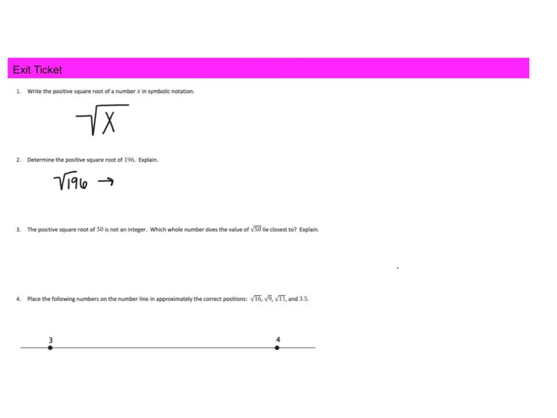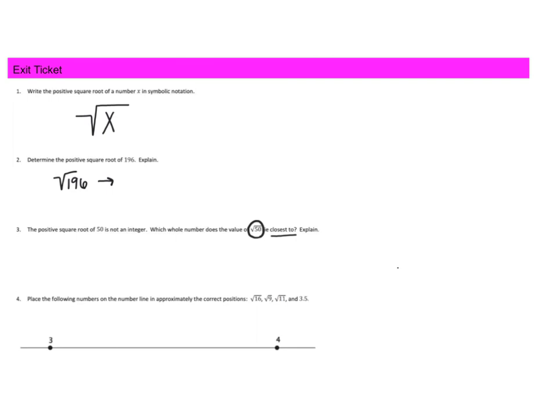Number 3, the positive square root of 50 is not an integer. It's not a whole number. Which whole number does the value of square root of 50 lie closest to? So I want you to tell me. It tells you this is not a perfect square. But what is it closest to? What is our answer closest to? So think of perfect squares that are close to 50.